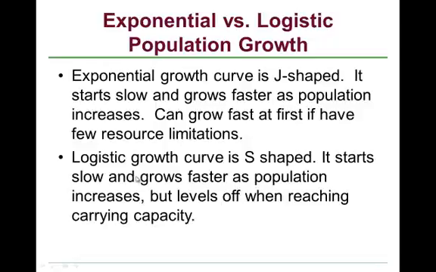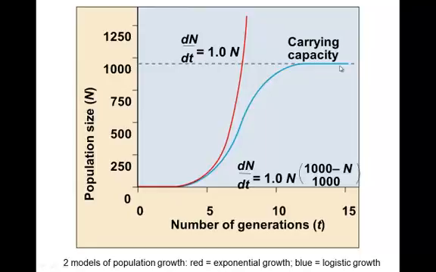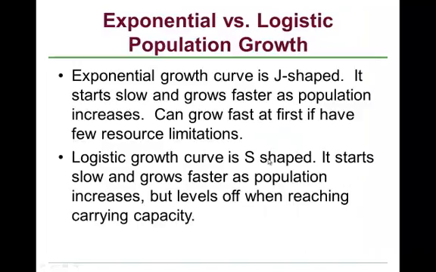And the logistic growth curve is S-shaped. I guess that's kind of a flattened S, that blue curve there. In any case, it starts slow and grows faster, but when the population reaches a certain level, it starts to level off. And it levels off at that number, which is the carrying capacity. Recall that carrying capacity is a number, a certain population size.